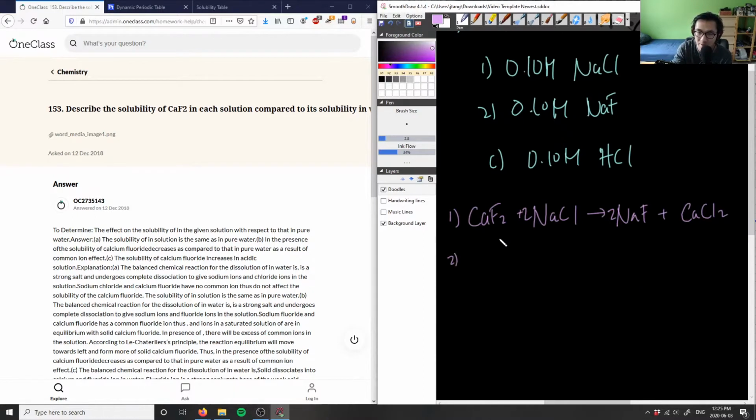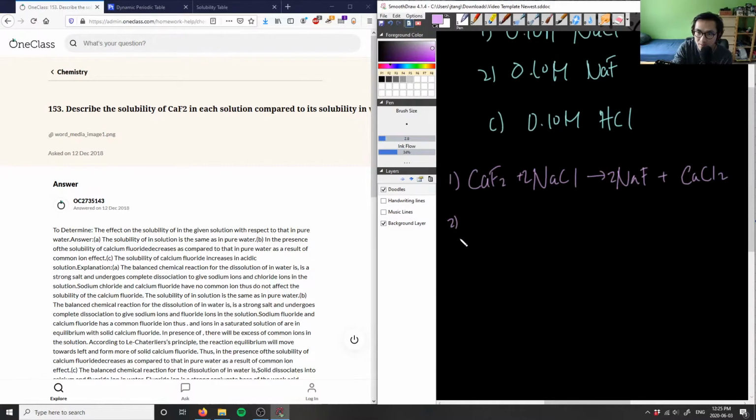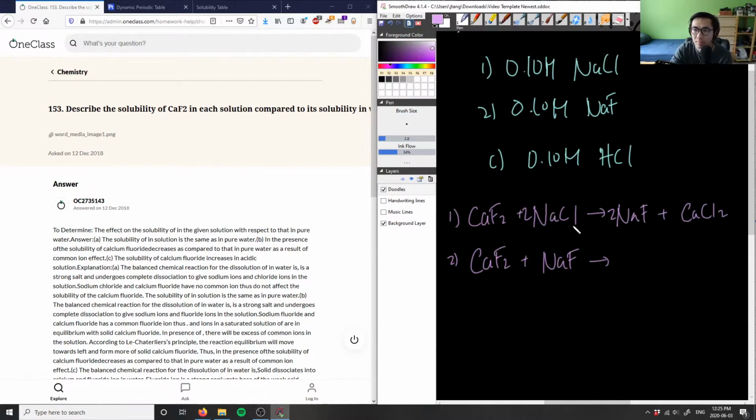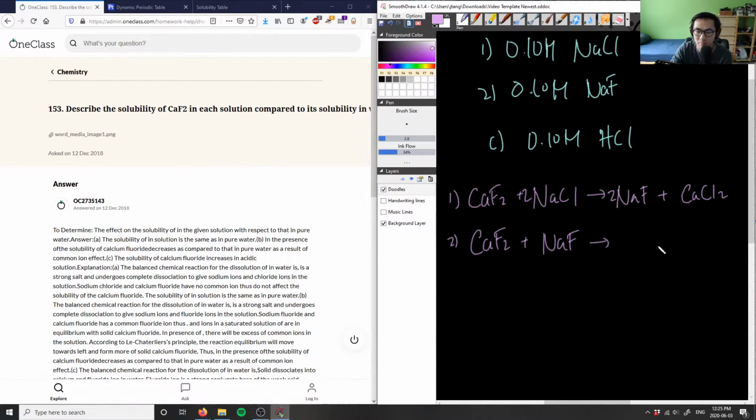Number 2, I would have CaF2 plus NaF. In this case, even if you do a double replacement reaction, it's the same common ions here. So this solution doesn't react, because if you do a double replacement reaction, you get the same thing back. So in this case, there's no real reaction here.